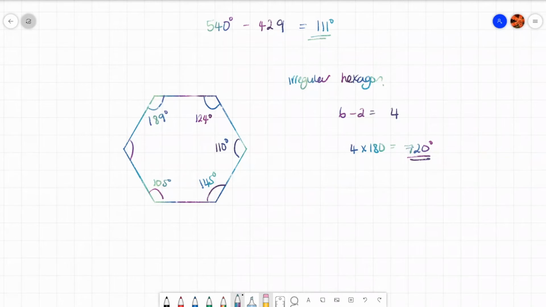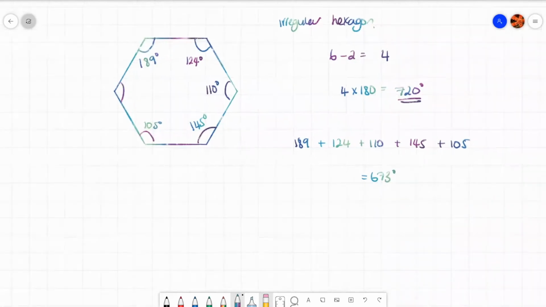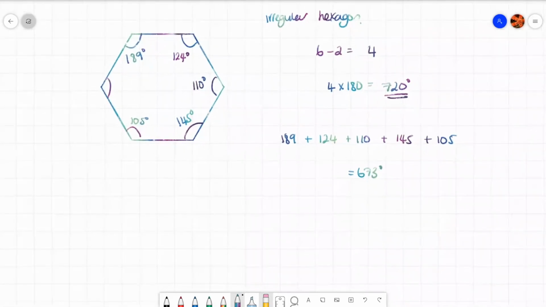Okay, so I'm going to add up all the angles. I've got 189, add 124, add 110, add 145, and I had 105. When I do that, I get 673 degrees. But the angles in the shape should add up to 720 degrees. At the moment, they add up to 673. So I want the missing one. I'm going to do 720 minus 673. And I get 47 degrees. So our missing angle there is 47 degrees.